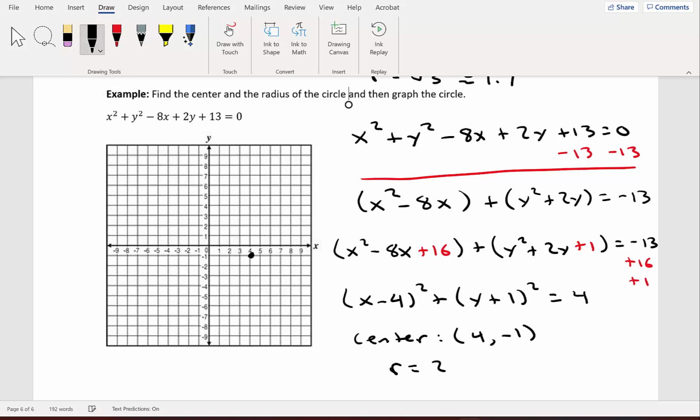So now let's go ahead and graph it. So we have our center, which is 4, negative 1. And then my radius is telling me to go 2 units in each direction. And now we can connect them with each other.